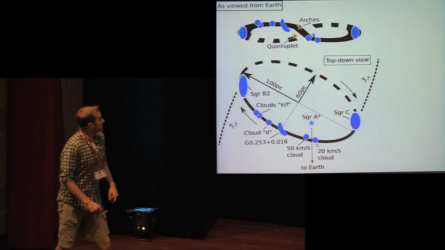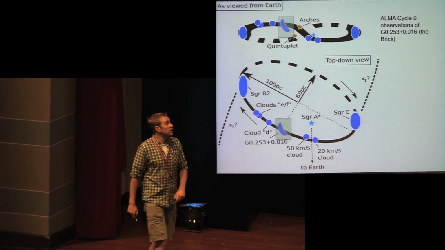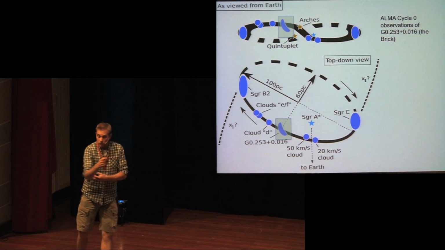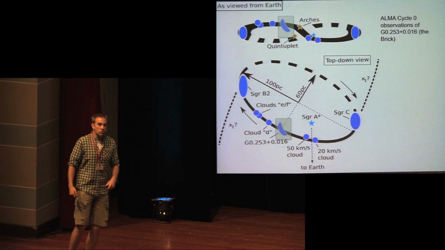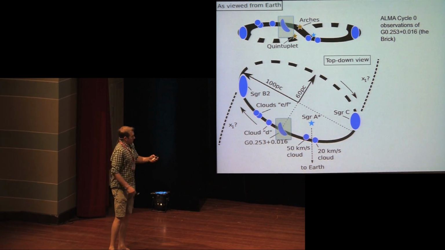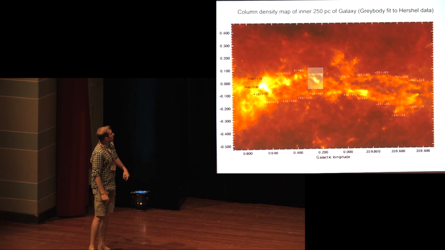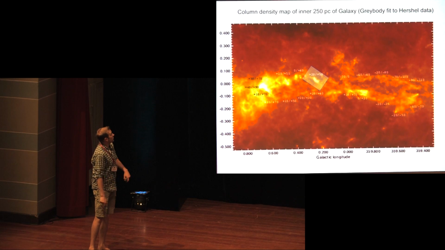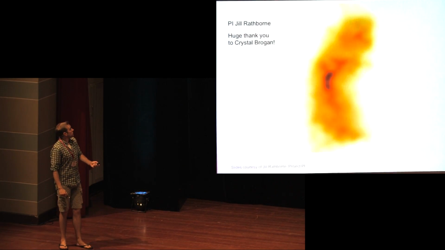So this is the same picture I've shown you again, and we were lucky enough to get ALMA cycle 0 observations of this cloud. It's picked up various names: G0.253, M0.25, the lima bean, the brick. This is showing it here, but this is in galactic coordinates, and it was observed in equatorial, so there's going to be a slight shift, but it's the same object.